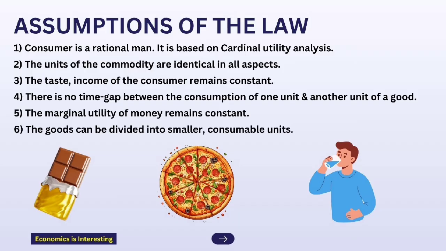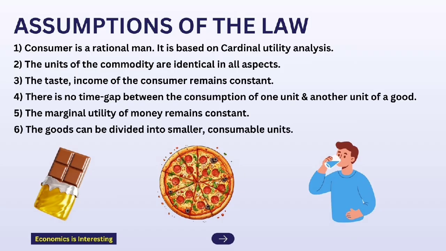The first assumption says that consumer is a rational man. Now, what do you mean by that? This law assumes that the consumer is a rational person, which means he makes logical choices to get maximum satisfaction. Now, for example, if you are hungry, you will choose food instead of buying something else useless. You always try to get the maximum and the best value for what you consume. So, this is the meaning of consumer being rational.